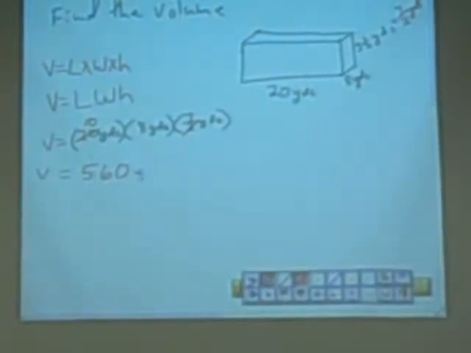And our units is going to be yards, cube. Yards, yards, and yards. Cube, right. Volume, our units cubed. Okay? Think of it this way.